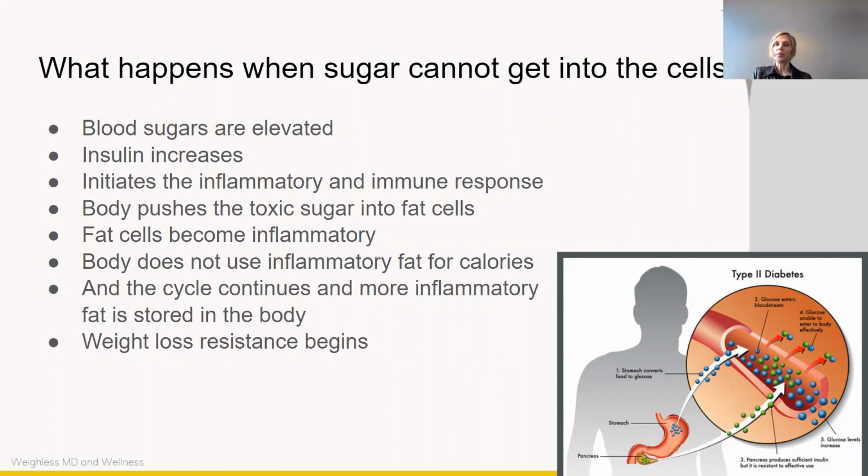So the key here is that these particular fat stores are very different than, say, the subcutaneous pinchable fat that is under your arm or around your waist. This fat, the body will never access for calories. So it will sit there and stay there and accumulate until somebody comes around and tells you how to get rid of it. So weight loss resistance, this is the beginning of weight loss resistance for the majority of people.